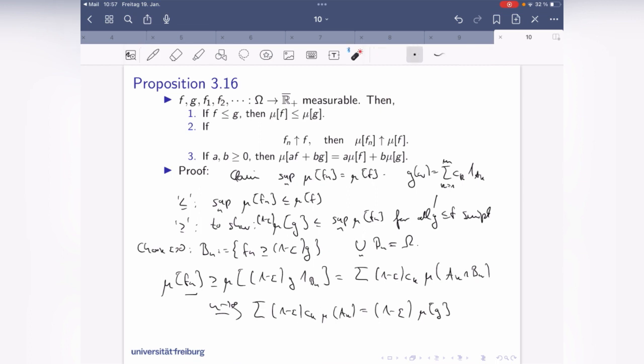So I've shown this here, and that's exactly what I wanted to show. So I'm done. I've shown smaller equal and bigger than or equal. So I have shown equality because epsilon was arbitrary. And we have this nice approximation property from below. Okay.